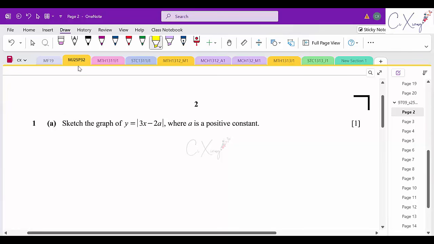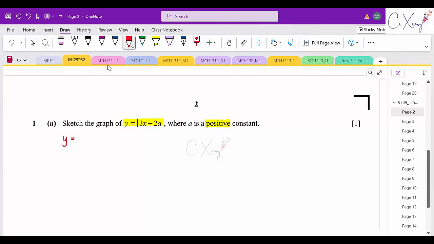They want us to sketch the graph of y equals modulus of 3x minus 2a, where a is a positive constant. Usually when I want to sketch the diagram, I would prefer to find either the x-intercept or y-intercept. So maybe I will let x equals 0. Then the value of y that I get is y equals modulus negative 2a, which equals 2a.